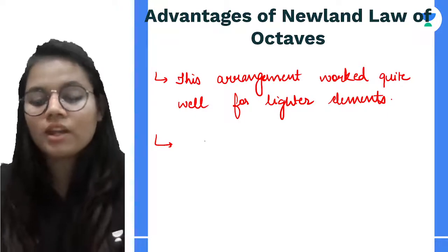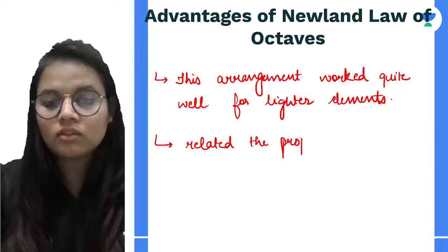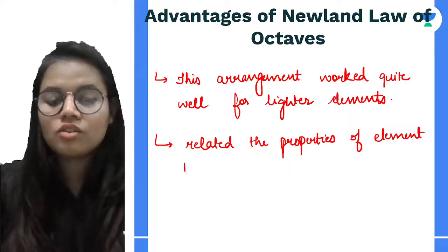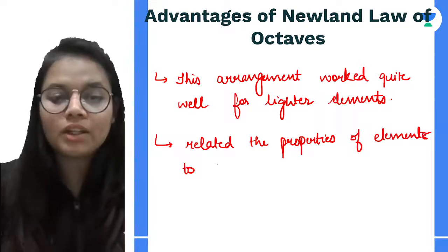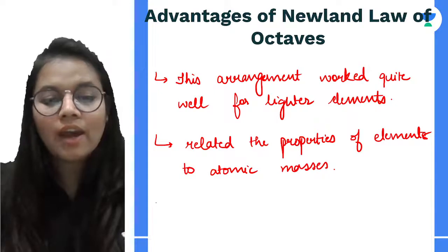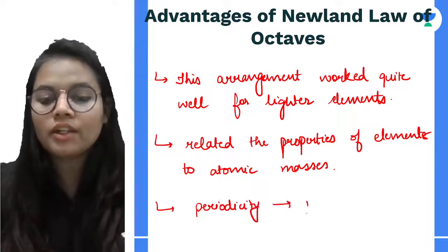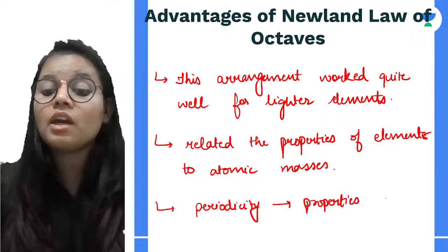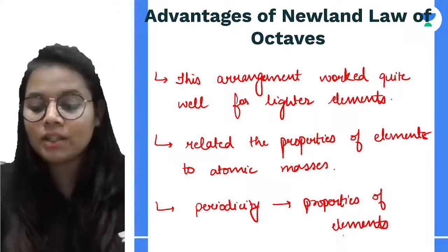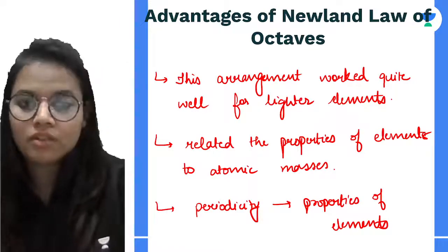The next thing was, it related the properties of elements to another property, that was atomic masses. And for the very first time, a periodicity was seen in the properties of elements. Now what do we mean by periodicity? It is a kind of repetition in certain properties of elements. So these were the advantages of Newland's law of octaves.